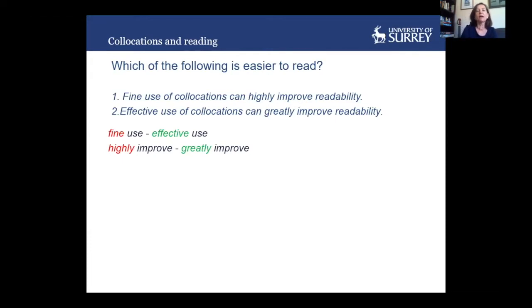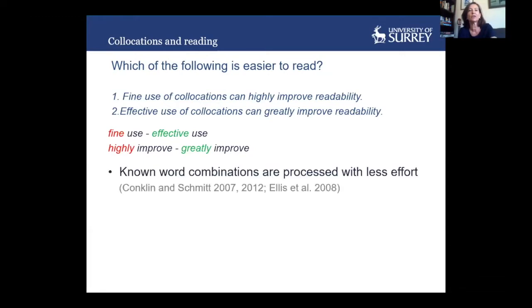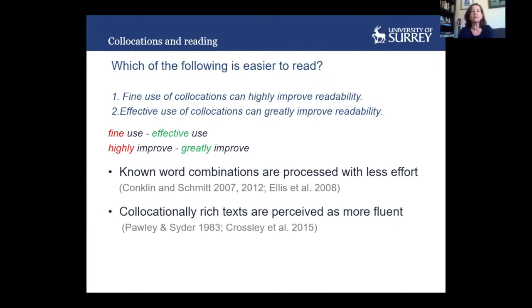So in number one, you have some very odd word combinations. And in number two, you have perfectly idiomatic academic English collocations. So what happens is that word combinations that are known are processed with less effort, and they enhance readability, making collocationally rich text being perceived as more fluent.